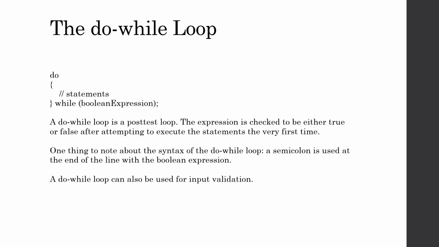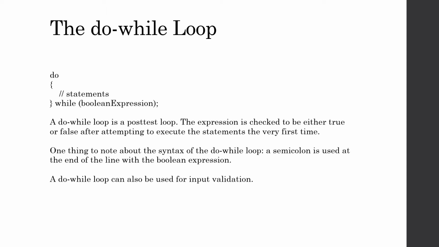One additional thing to note about the syntax of this do while loop is that there is a semicolon used at the end of the line with the Boolean expression. This is one thing that makes it very different from our if, else if, and else statements, or the while loop that we just saw, where we have our condition at the very beginning but we don't place a semicolon at the end of that condition. In this particular case, we will do that.